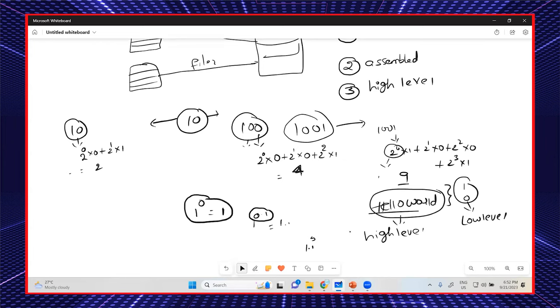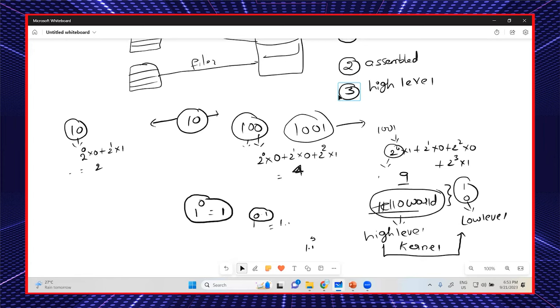The process of converting high-level programming language to low-level programming language, because the system needs to execute. The system cannot understand high-level programming language. It can understand only low level, which is nothing but binary 0 and 1. The process of converting high-level programming language to low-level programming language is called as kernel. What do we call? Kernel. Clear? The point is clear. What do you mean by kernel? The process of converting high-level programming language to low-level programming language.